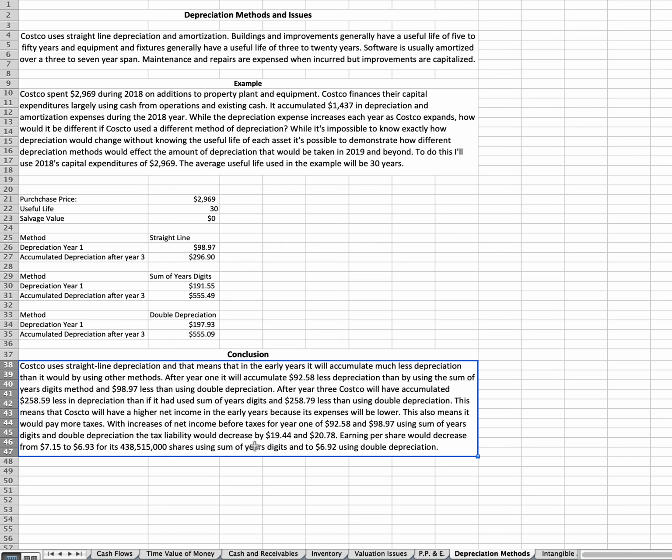However, their earnings per share would have decreased to 6.93 if it would have used sum of years digits and $6.92 from using the double declining balance.